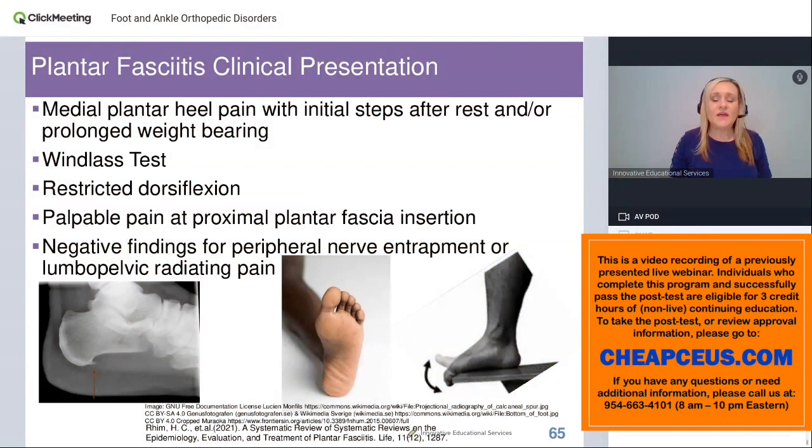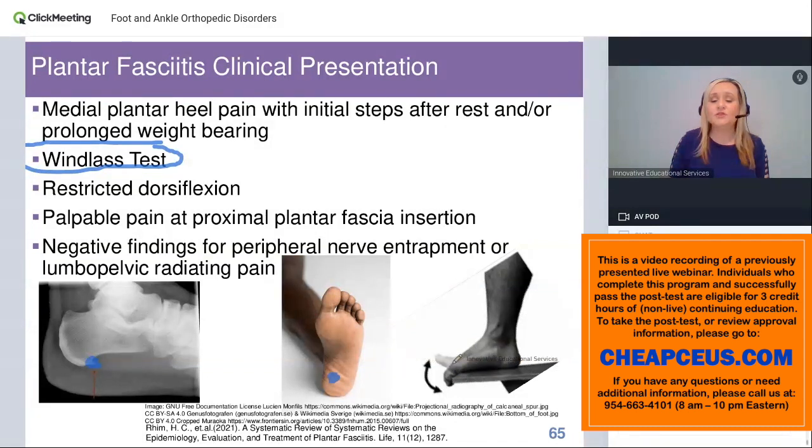That's where we're going to get this classic pain. If we do that medial calcaneal tubercle, we'll have that point tenderness in this area for that individual. The windlass test you can utilize. This can be done in weight bearing as well as non weight bearing.